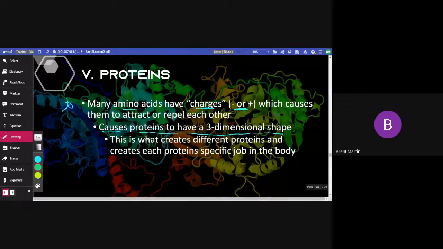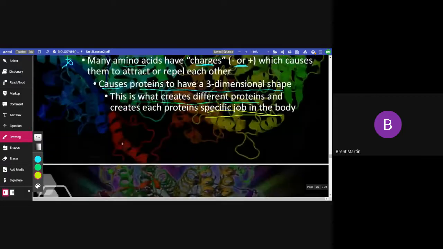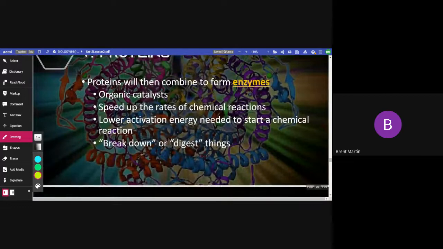And then you need to know that this is what creates different proteins. And these different proteins all have a specific what? Job. Does that make sense? Every protein in your body's got its own unique job. Now, those proteins, like this purple protein, this blue one, this orange one, this red one, they will then combine, right, to form these things called enzymes. Now, this is very, very important. Enzymes, you will see a lot of stuff on enzymes on the EOC.